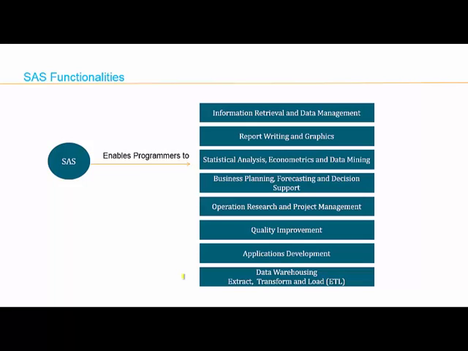Here we're going to see some of the salient functionalities of SAS. What are the different functions? As we have seen in the earlier slide, SAS is used for retrieving data from different sources, and it's also used for data management whenever you bring the data into SAS. It is also a report writing and graphical tool, and is used for statistical analysis, data mining, business planning, forecasting, decision support, operation research and project management.